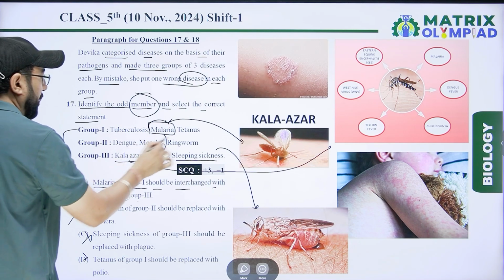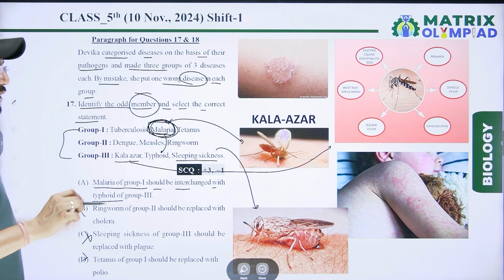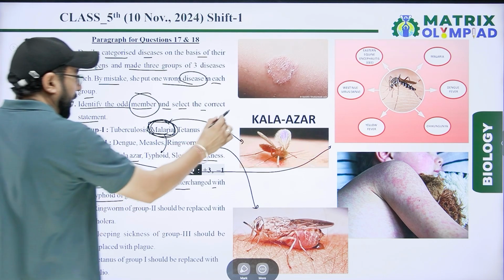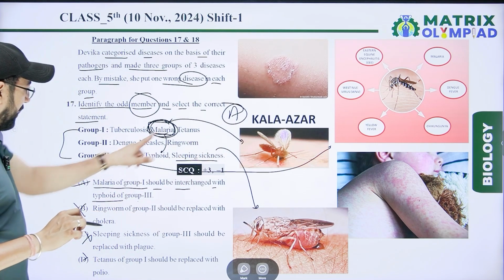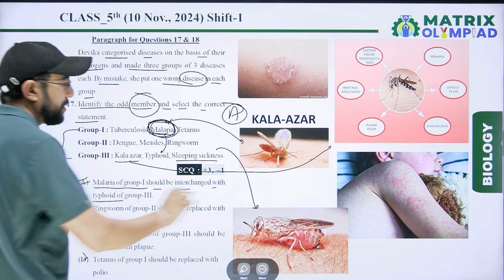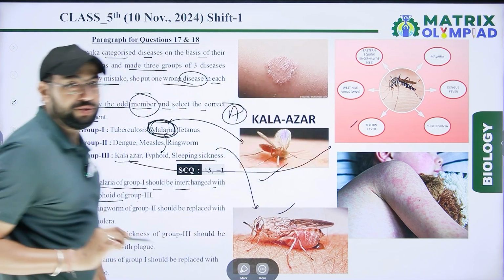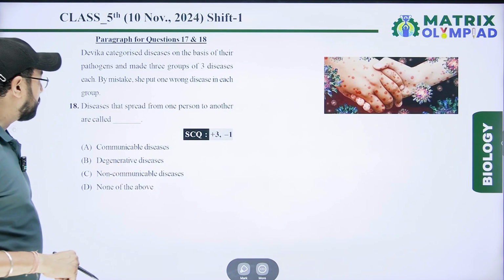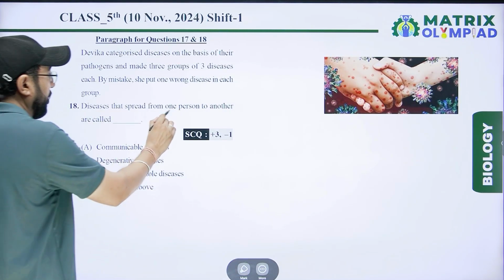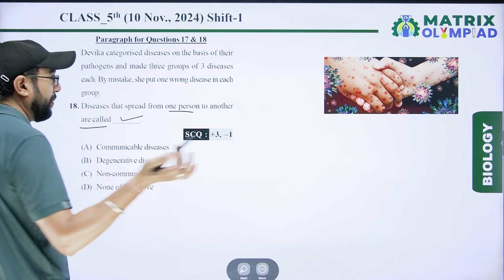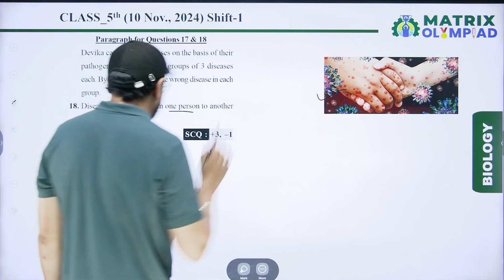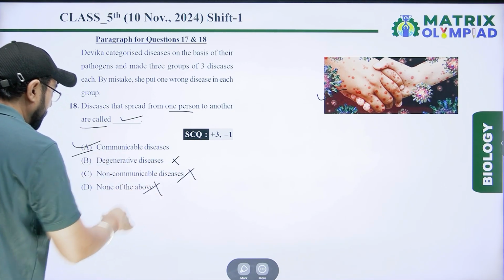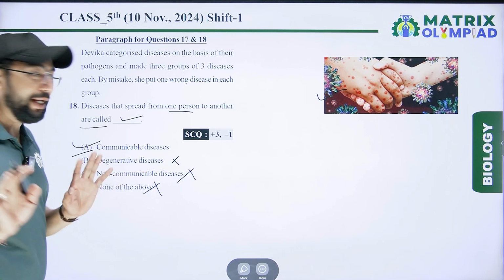In this chart, only 3 diseases were selected by Devika. So according to the groups and the question, our right answer is A. A, because malaria, Kala Azar, sleeping sickness are spread by insects. So the right answer is option A. Next question is, a disease that spreads from one person to another is called a communicable disease. That is a very easy question. Communicable disease. Degenerative, wrong. Not communicable, and none of these, wrong. So the right answer is option A.